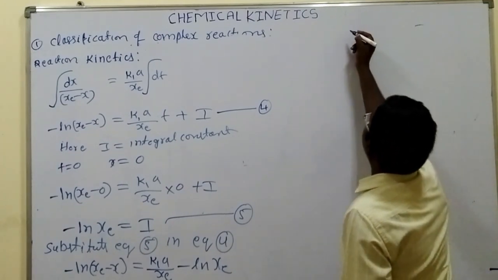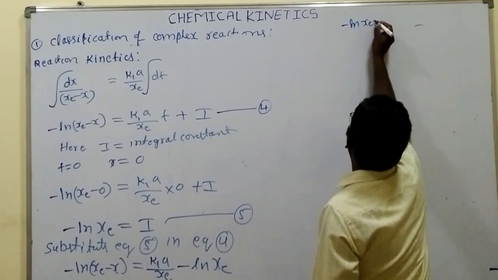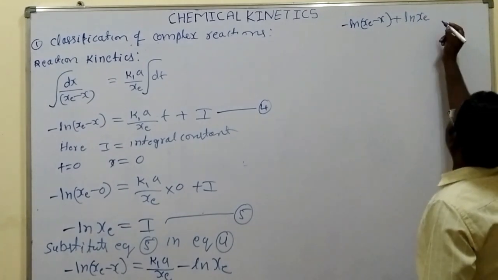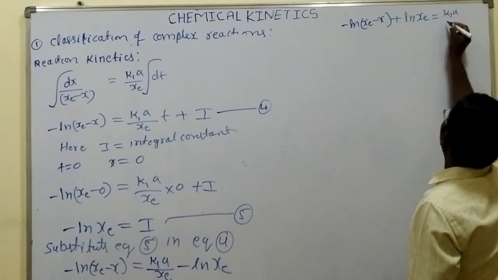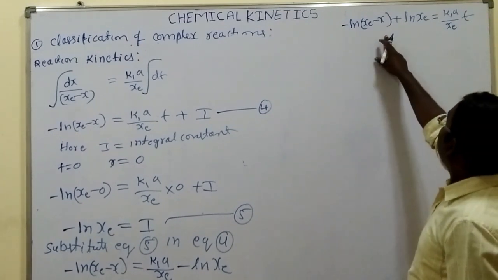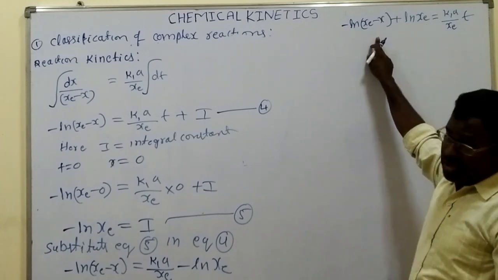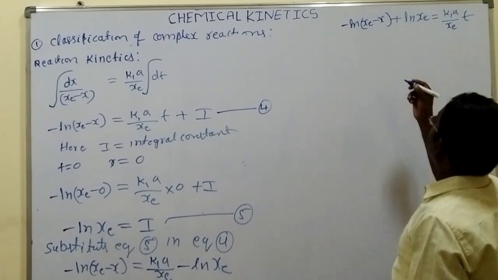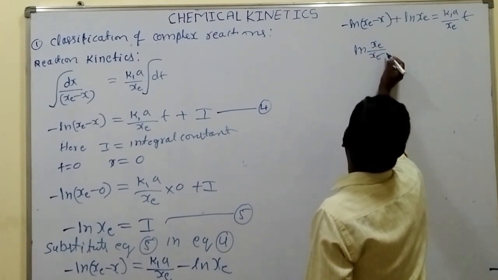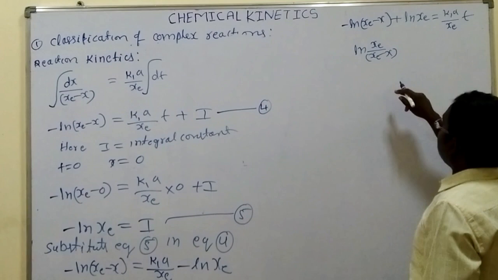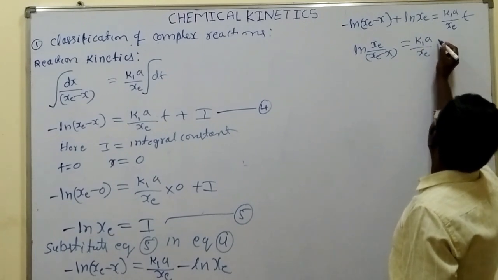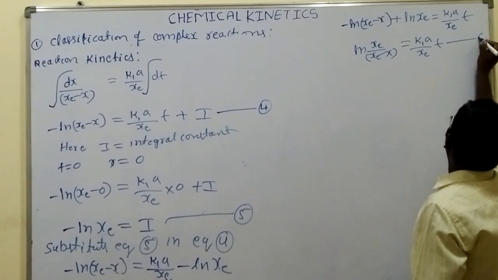Okay, write it. Minus ln(xe − x) plus ln xe is equal to k1a by xe into t. Now, log a minus log b is equal to log a by b. So it is simply ln xe by (xe − x) is equal to k1a by xe into t. So this is equation 6.